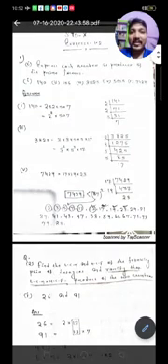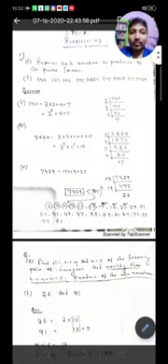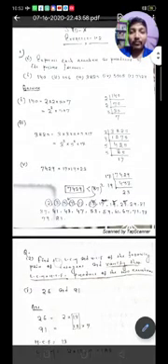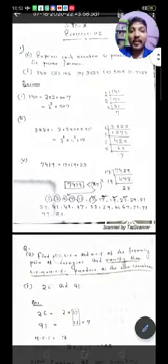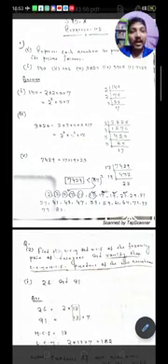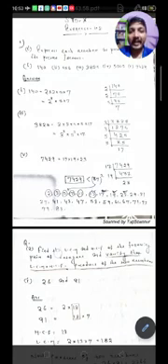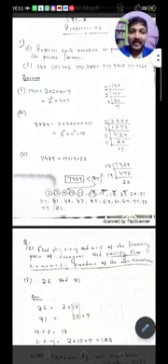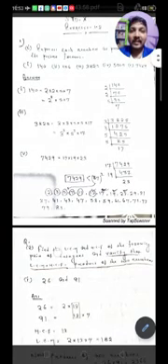The first question says, express each number as the product of its prime factors. The first question is for 140. Expressing each number as the product of its prime factors is the same as finding the prime factorization. Actually, prime factorization and expressing the number as a product of prime factors are both the same.